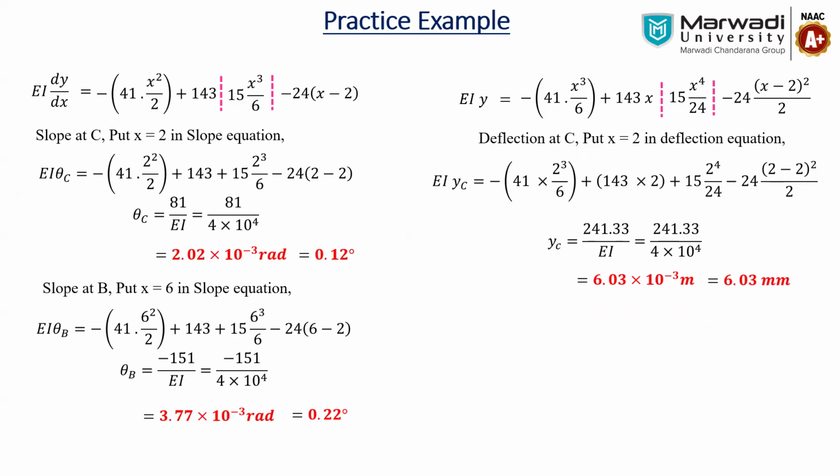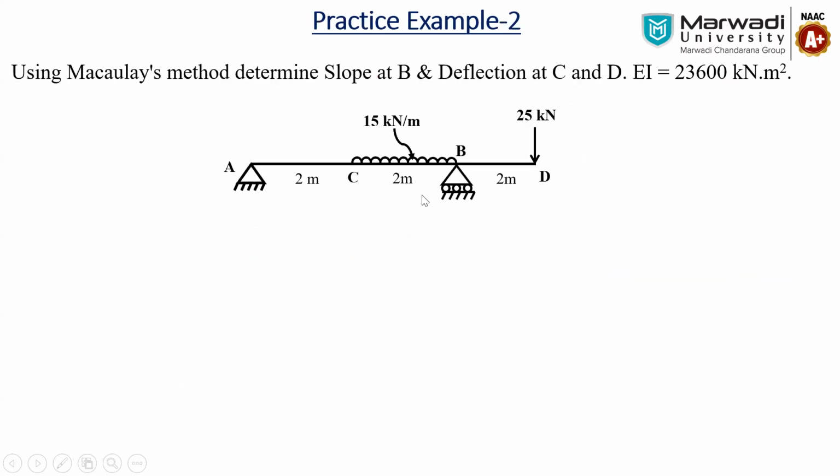You have to observe here that if you put x equal to 0 or x equal to 6, it will give 0 deflection. So what is the advantage of this method? Based on the generalized equation, only based on the two equations, you can find out the slope and deflection at a number of points. Okay. Similarly, there is one more example we'll see for practice.